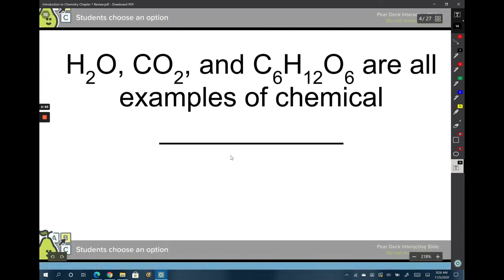H2O, CO2, C6H12O6 are all examples of chemical, and again, this is water, carbon dioxide, and sugar. Those are all examples of chemical formulas.